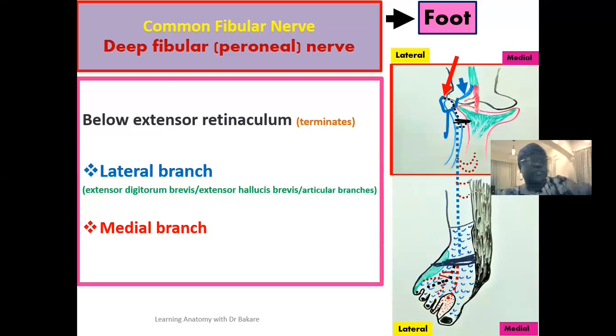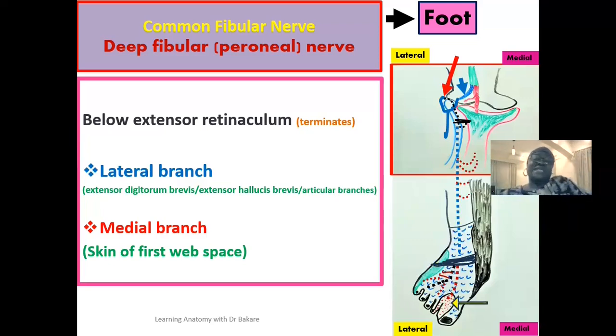These articular branches are seen to provide innervation for the joints around the foot region. We know that the foot is made up of a number of bones that are connected together at joints. The medial branch of the deep fibular nerve, highlighted here in dotted red, provides sensory innervation for the skin of the first web space, which is carried here in yellow.